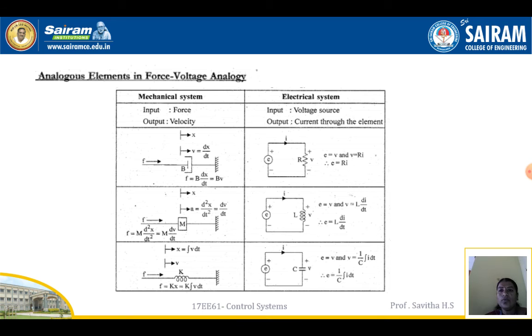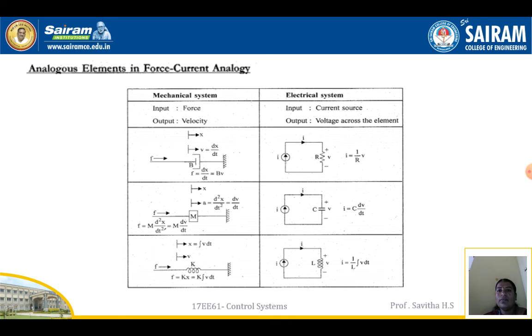Analogous elements in force voltage analogy, mechanical system and electrical system. Input is the force and output is velocity. Here the input is a voltage source and output is a current through the element. First we'll take B, that is a damper. B will be replaced in the electrical system by resistor, and F by E. In the diagram it is given that E should be replaced by V, and V is equal to I into R, or E is equal to I into R, as we are replacing B by resistor. Next, the mass is replaced by L, and the spring will be replaced by the capacitor.